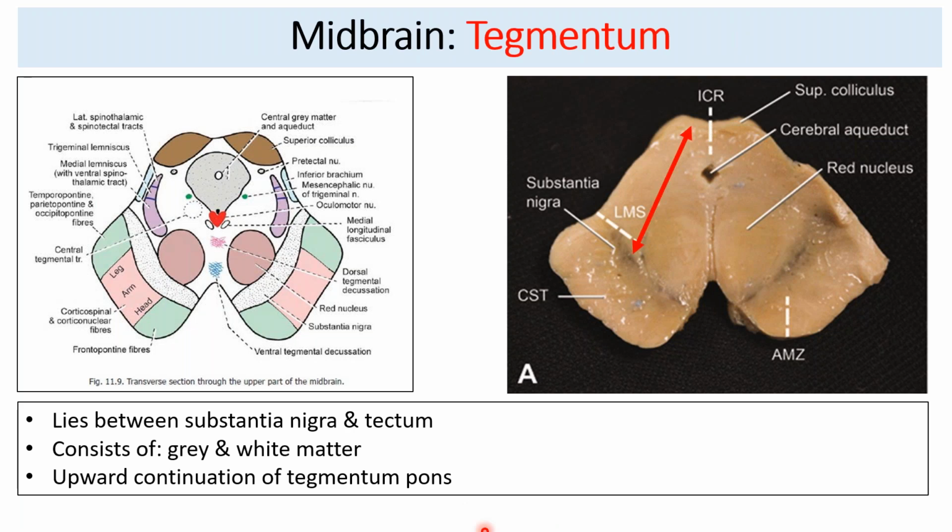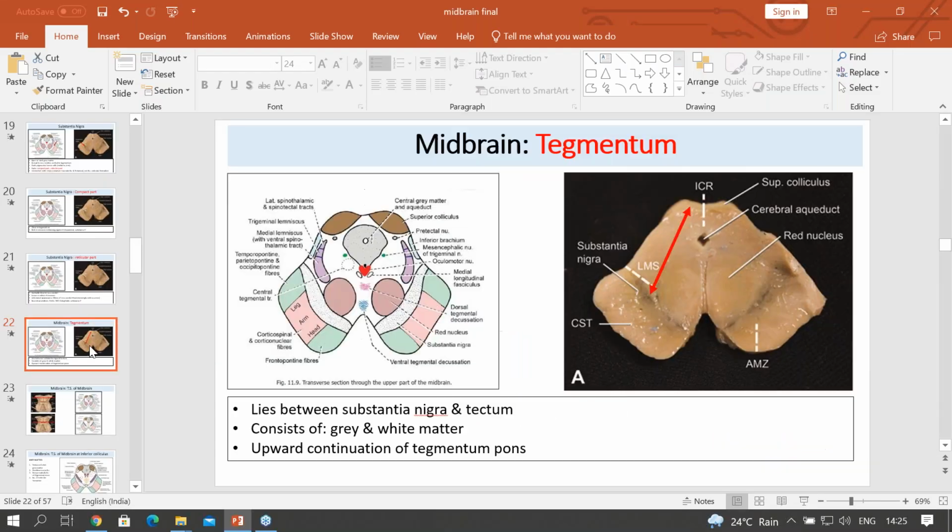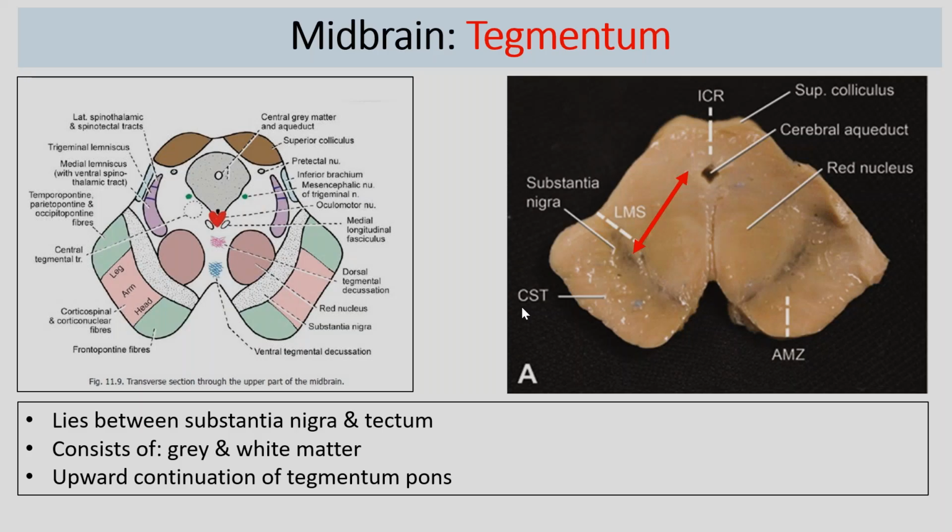So now we come to the tegmentum part, which lies between the substantia nigra and the tectum. Actually, this arrow is quite expanded. This should not come till this one. Tegmentum part will be in front of the tectum. So in this picture, this part is the area of the tegmentum, which is between the substantia nigra and the tectum. It consists of gray and white matter, and it's an upward continuation of the tegmentum of pons.